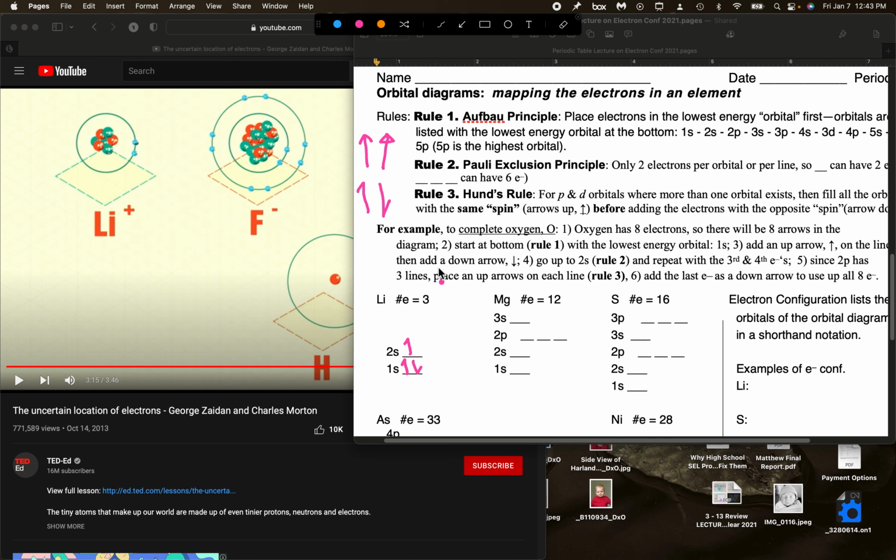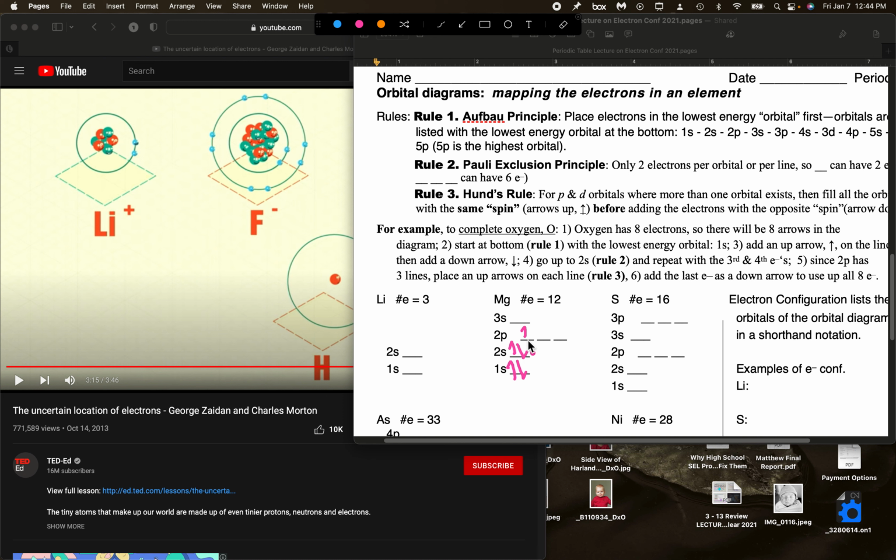And one more thing. Before we used to do dots as electrons, which probably made a little bit more sense. But now we're doing arrows as electrons. So each arrow represents an electron. Okay, so what you do is you start at the bottom and then you move up. So for magnesium, we start at the bottom. And that's 1, that's 2, that's 3, that's 4, that's 5.